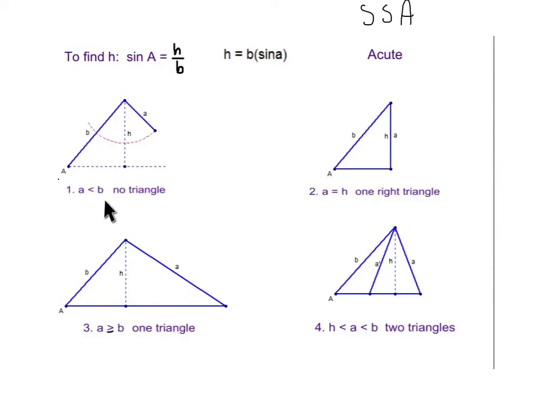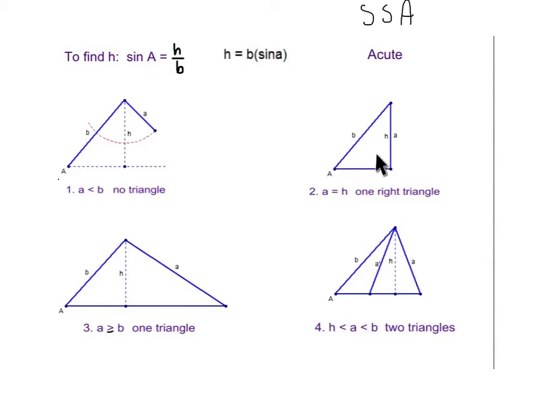One possibility is that this side A, the given side, is less than B. And if that's the case, then it does not make a triangle. This is too short to make a triangle. The other thing you can realize here is that A is less than H as well, so there's just no way it reaches over here. The second possibility is that A and H are the same height. So if I calculated B times the sine of this angle, that would get me H. H and A are the same.